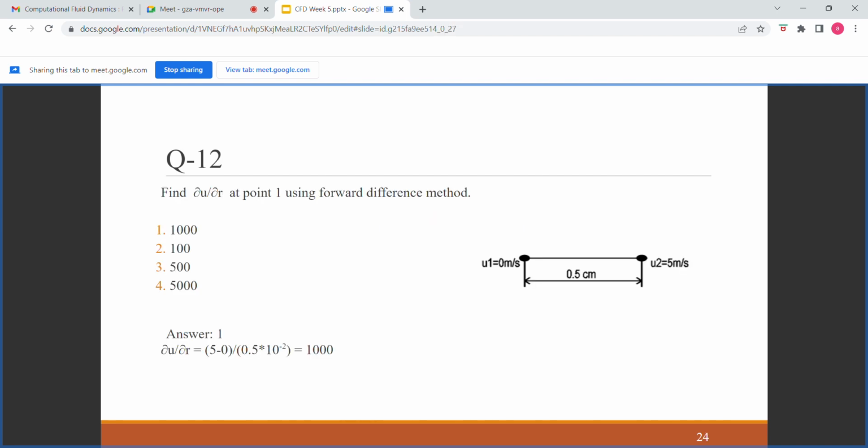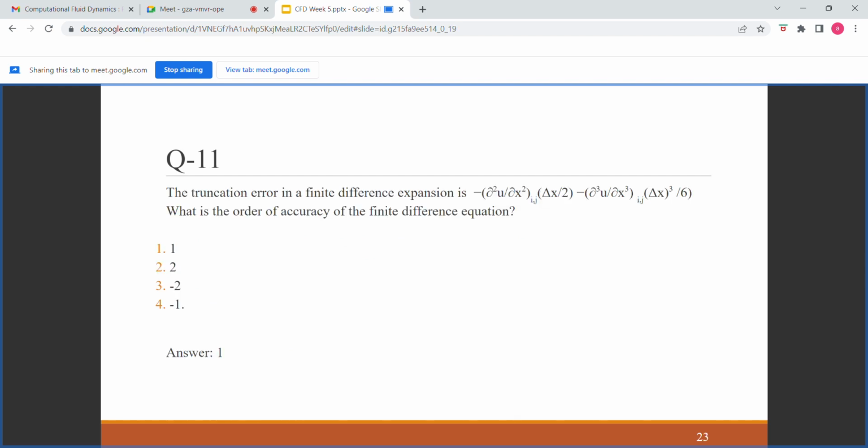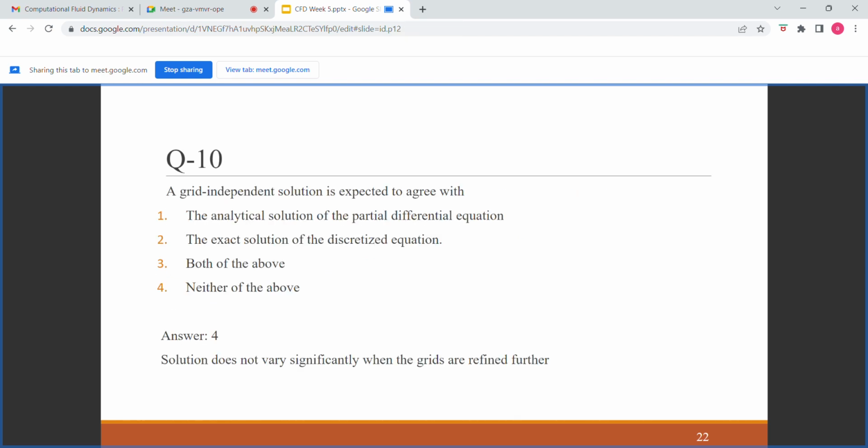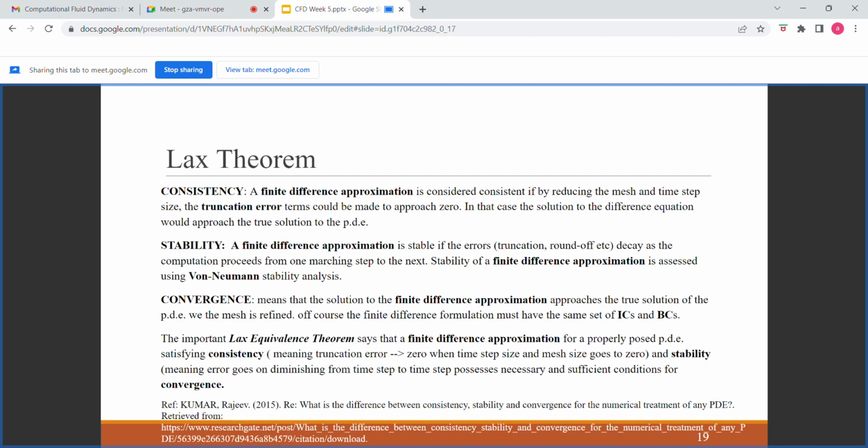Okay, this is what we meant by consistency, stability, and convergence. Consistency is that when we are reducing the mesh size and the time step, if the truncation error approaches zero, this is known as consistency. Stability is when the errors are made to decay as the computation proceeds from one time step to the next, that is known as stability.